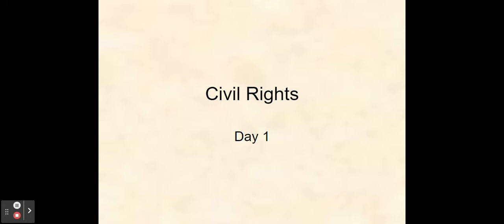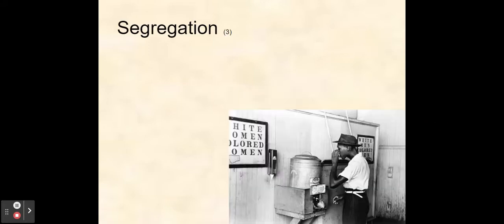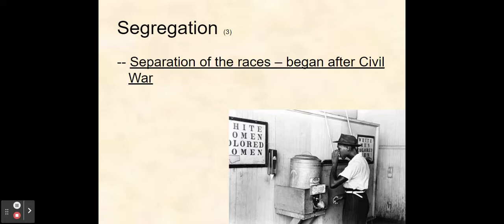Now, we're going to start here with the Civil Rights Movement Day 1. And what I want to do first is review what we've talked about concerning civil rights. This has been an issue since after the Civil War, okay, even all the way back to Reconstruction. And the first thing I want to be sure that we understand is the term segregation. Segregation means separation of the races.